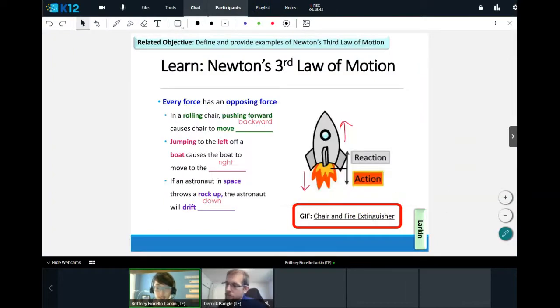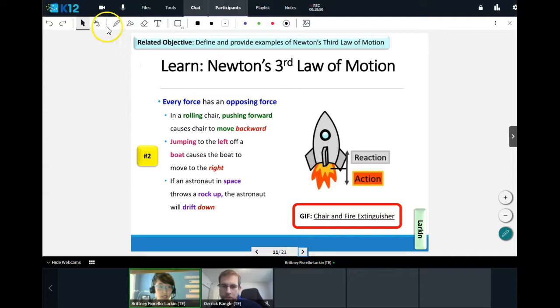Perfect. All right, so you will need to be able to do a couple of these on your own in just a few moments. So again, I want to make sure that we really understand it's going the opposite direction. So this is the answer to number 2. This was our practice one. In a few, you'll have one that you need to do on your own. So again, if you push forwards, the chair goes backwards. If you jump off left, the boat goes right. And if you throw a rock up, the astronaut drifts down. Go ahead and raise your hands when you have this saved. You have 30 seconds. Go, go, go for number 2.